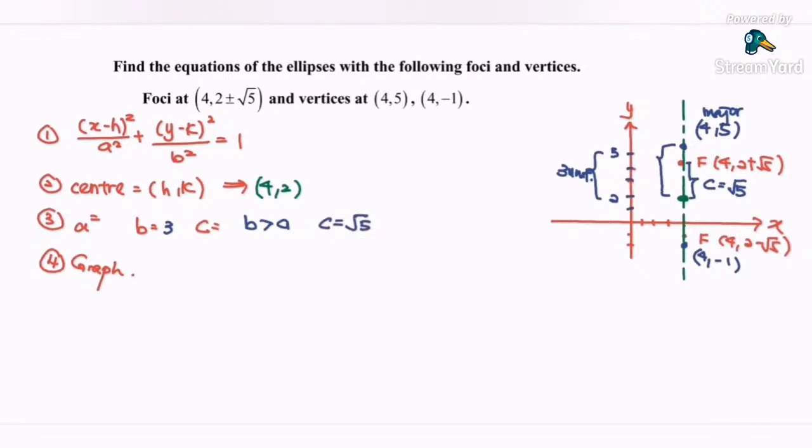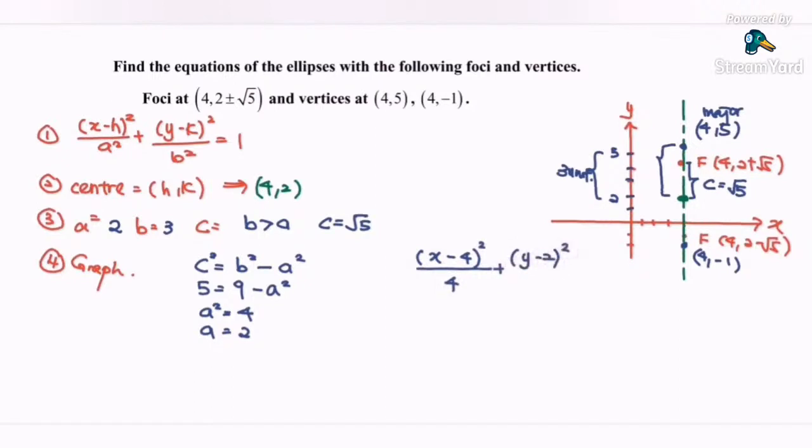So kindly make use of the formula where C squared is equal to B squared minus A squared. Substitute the values, where we have 5 for C squared and 9 for B squared minus A squared. So A squared is equal to 4, so A is equal to 2. In here, we are going to determine the equation of the ellipse. So (x minus 4) squared over 4 plus (y minus 2) squared over 9 is equal to 1.